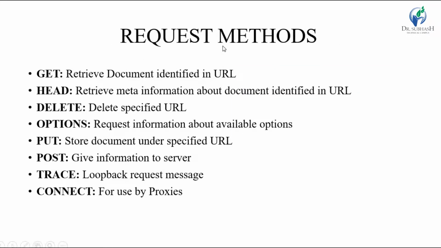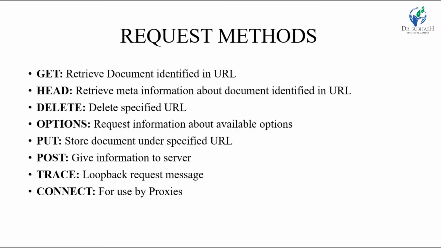Now, request methods. What are the types of request method? First is GET. GET is used to retrieve the document identified in the URL. Whatever you type in the URL means that you want that document from the server. So to get a document that you have specified in the address bar, we are going to use a GET method.